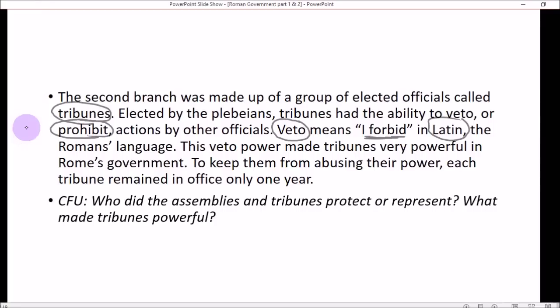Okay, question. Who did the assemblies and tribunes protect or represent? We got two questions. What made tribunes powerful?